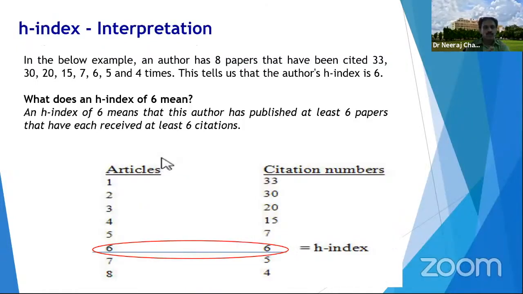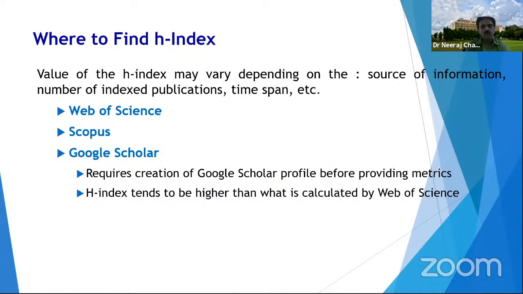Like in this screen, you can see this author has published 8 papers, and it has a number of citations as well. So his 6 papers have at least 6 citations, so his H index is 6. From where can you find H index? From Web of Science, Scopus, or Google Scholar.